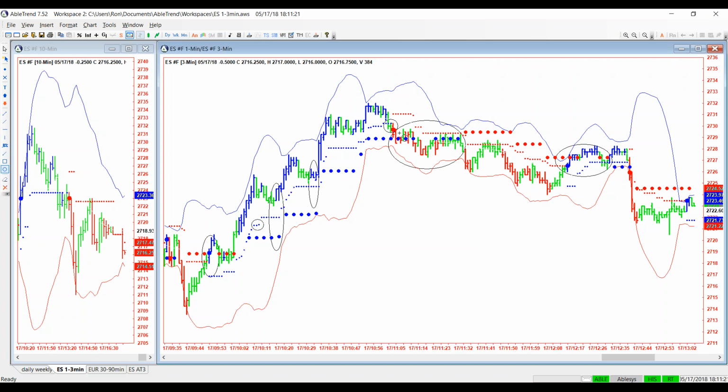But that's a nice little trade there. I mean, you're looking at 4 points. That's a $200 move right there. One contract, 4 points on a 1 minute chart. That's a home run. You don't get too many 4 point moves. Another perfect sweet spot right there. That's the next trade right there.